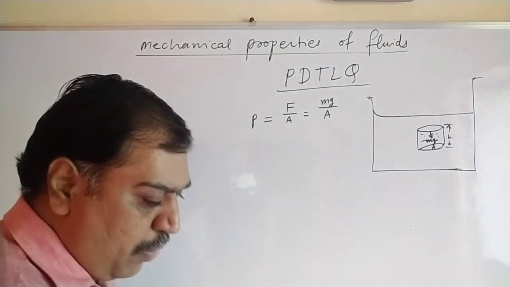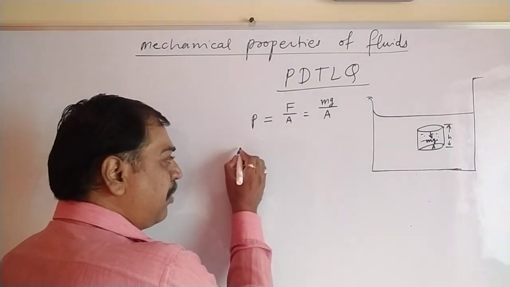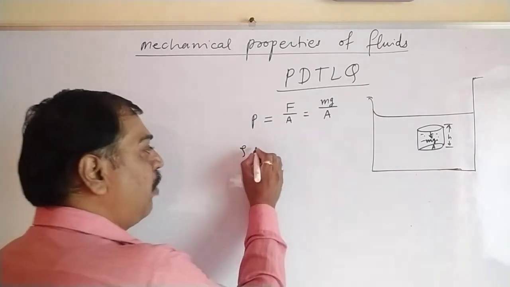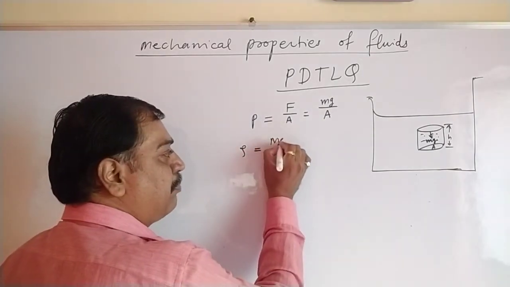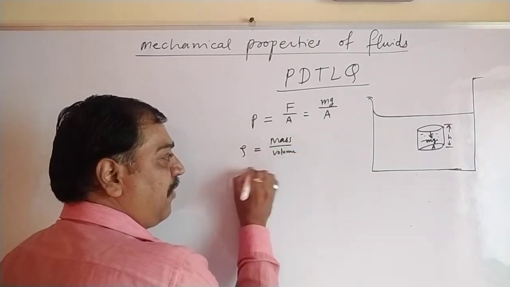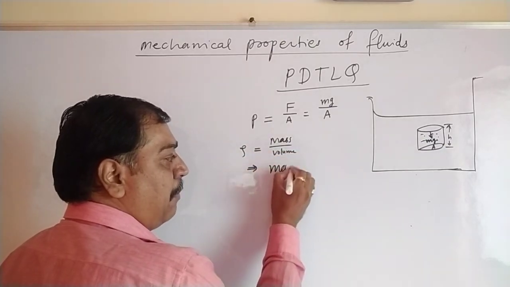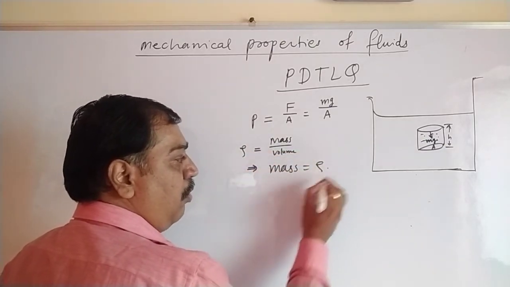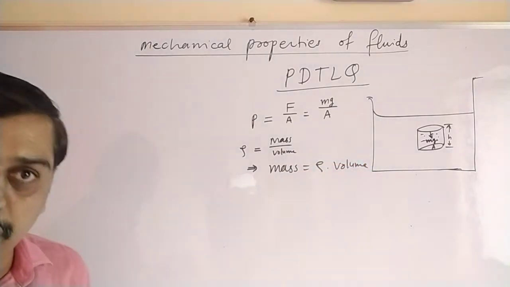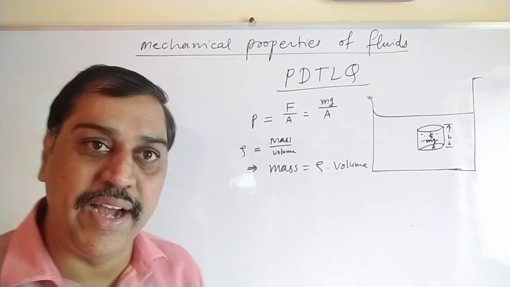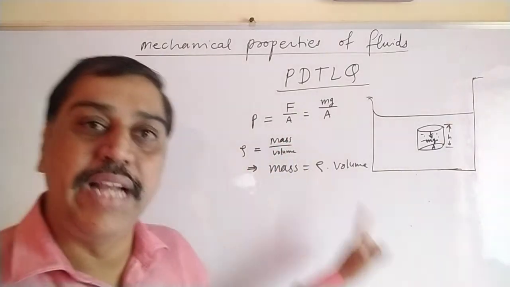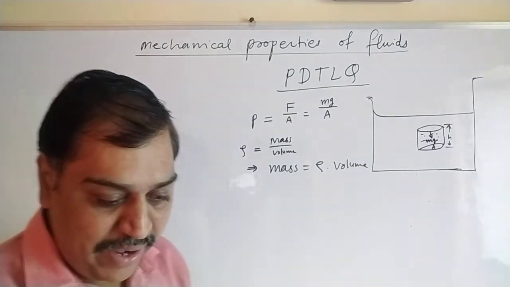Now we know what the mass is. Density will be represented by rho, as in your book. Rho equals density, which is mass per unit volume. From this find the value of mass. Mass equals rho into volume. Density is mass divided by volume, so mass equals density into volume. That is the formula we have to find.